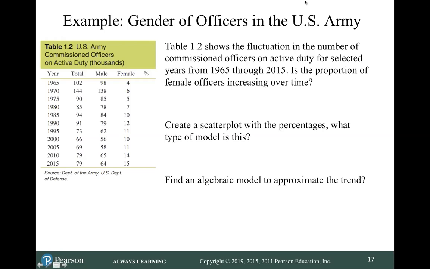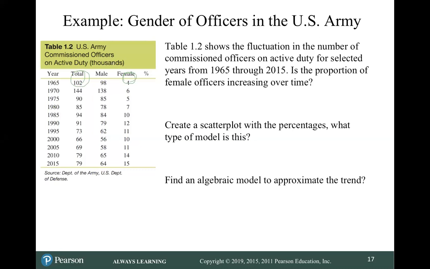So in order to find out if the proportion of female officers is increasing over time, we need to look at the number of female officers, and we need to look at the number of total officers. So we're looking at this number in the female column along with the number in the total column. And we want to compare those. And so I've added a column here, the percentage column, where we're looking at what percentage of females make up this total number of commissioned officers.